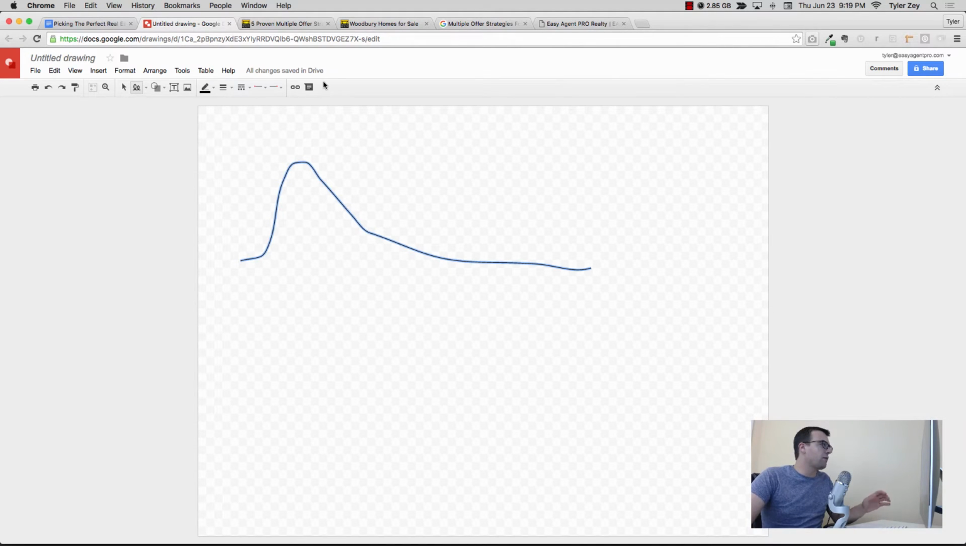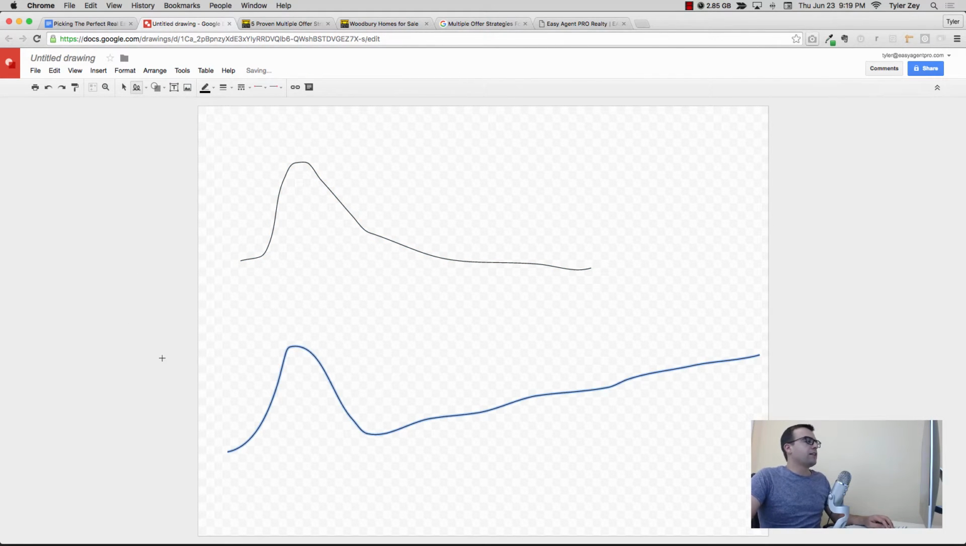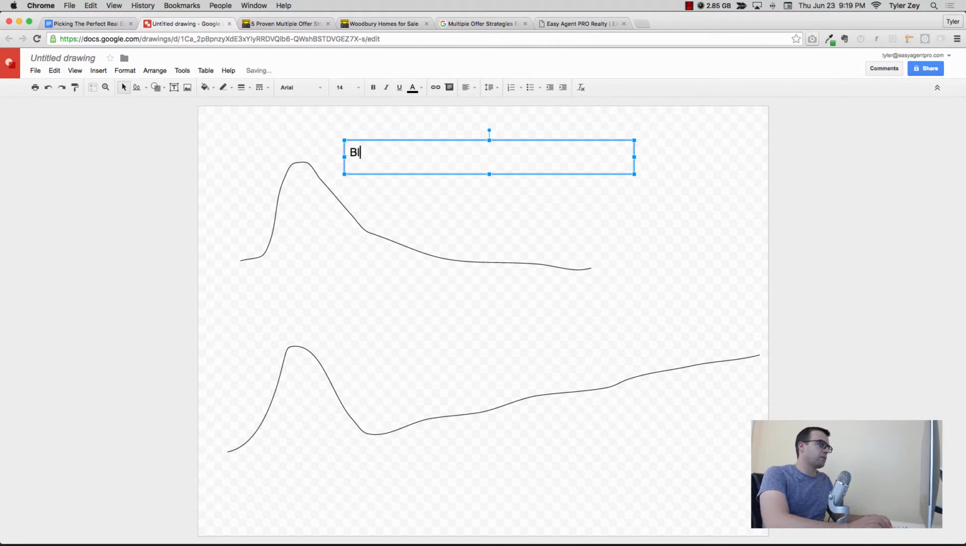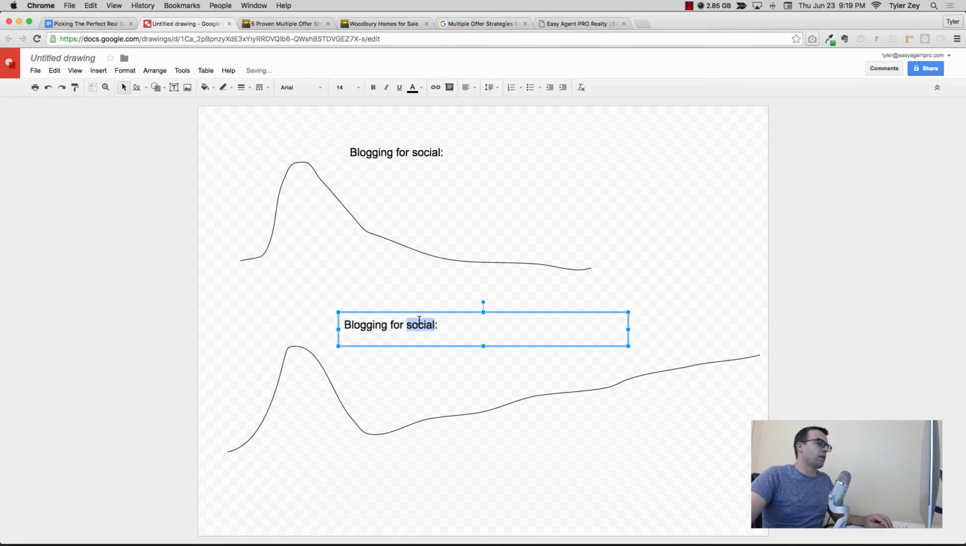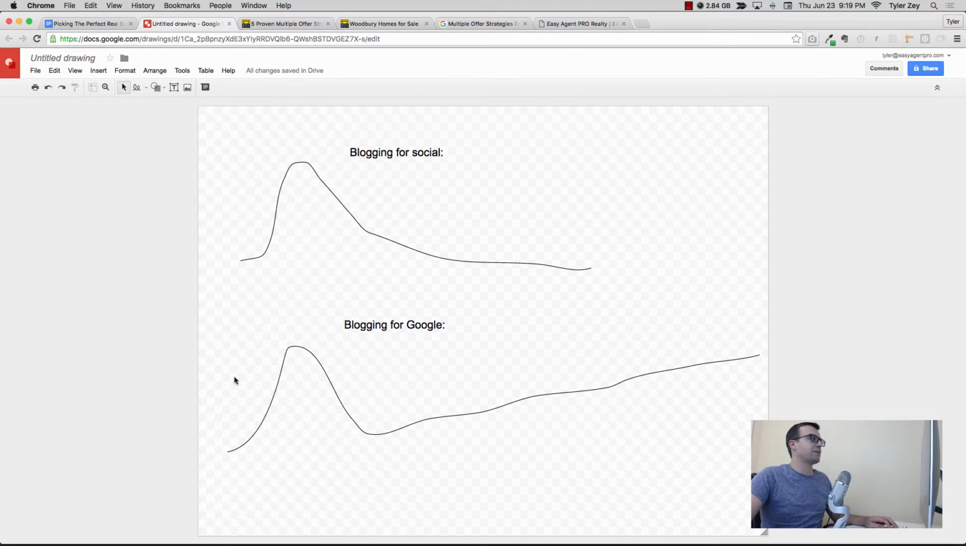Now, what happens if you target this for Google, you're going to get the initial burst, and then it's going to die down, and then it's going to pick back up again and start ticking up for pretty much forever. So this is what you're looking at when you're blogging for social. But when you're blogging for Google traffic, you actually see that return over time, kind of like a stock or a bond or a real estate investment.